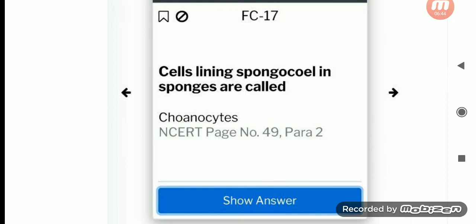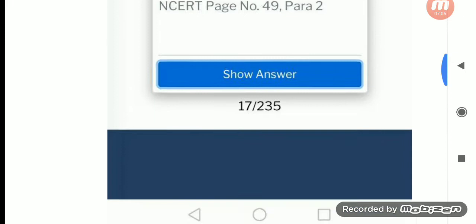Cells lining sponges are called choanocytes.